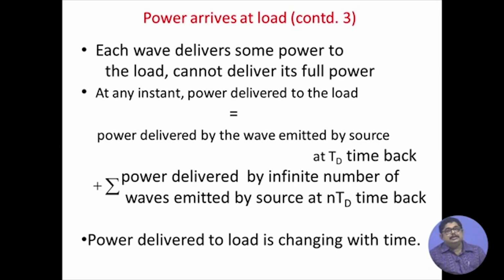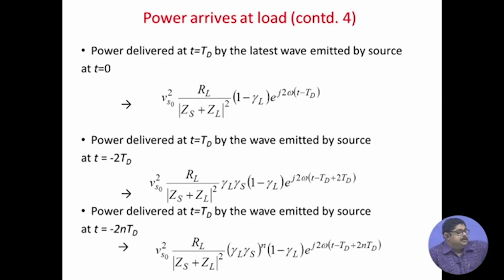So we can say that the power delivered to the load will be changing with time, because it is a time function, as waves are coming and going. So we can write an expression for the power delivered by the latest wave emitted by the source, that means the one emitted at T equal to minus TD, back from T equal to 0. You all know that this is the expression of power for a wave. Similarly, the power delivered by the other wave, emitted at T equal to minus 2TD, is the second expression.